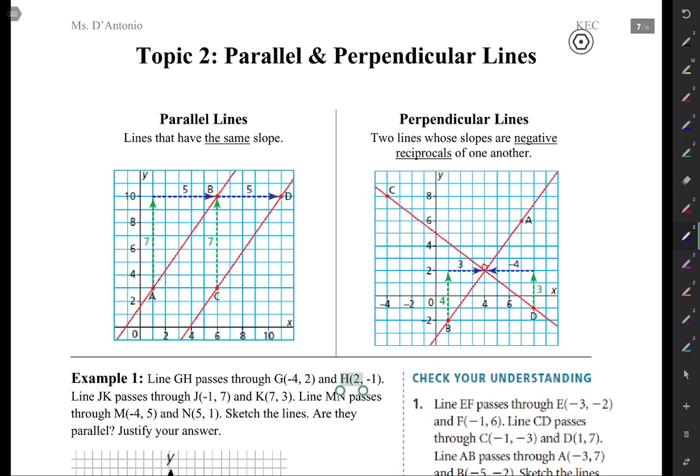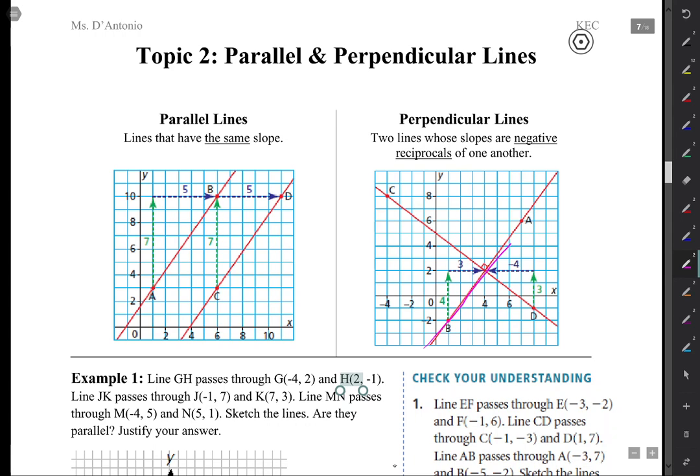Perpendicular lines are two lines that have a right angle in between them at the one point that they do meet. So there is a right angle or a 90-degree angle between the two lines. So that means they are perpendicular, and two lines who have slopes that are negative reciprocals of one another are perpendicular. So let's quickly just look at the slopes of these two lines in this example.